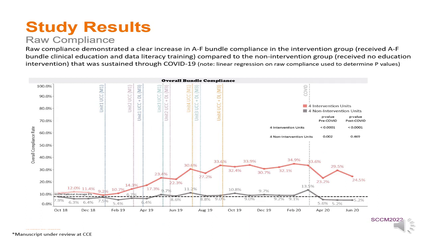Our observation of raw compliance demonstrates a clear increase in the A through F bundle compliance intervention group, which were the first 4 units to receive the A through F bundle implementation approach. This increase was sustained through the onset of the COVID-19 pandemic in the intervention group, where compliance dropped in the non-intervention group.